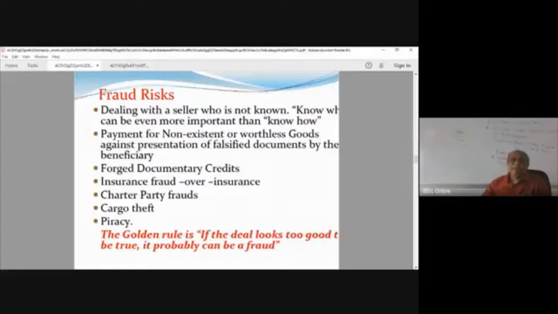Then charter party frauds. How charter party frauds? What is charter party?